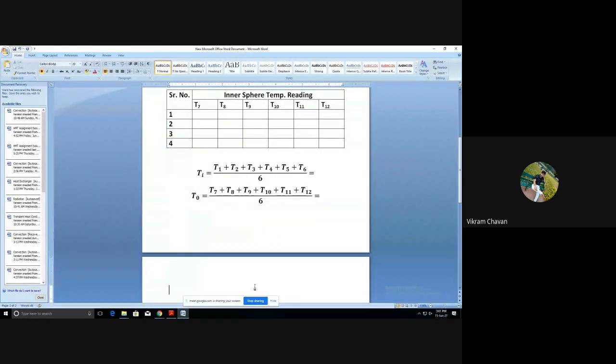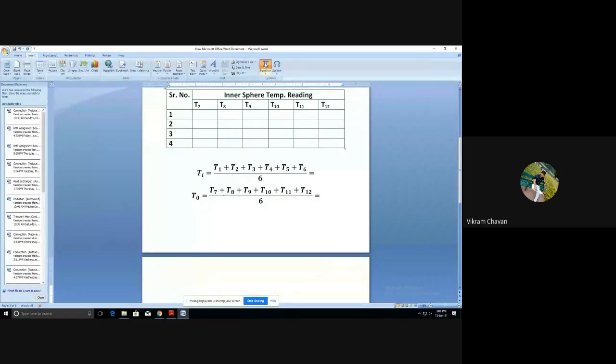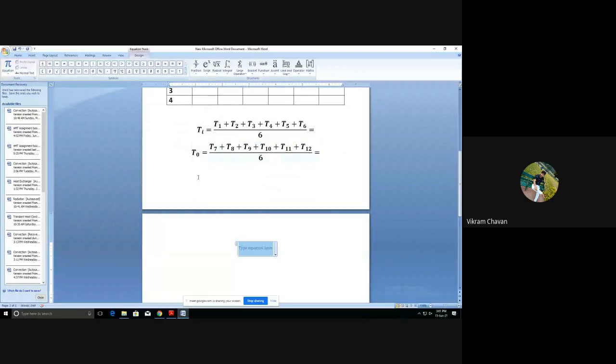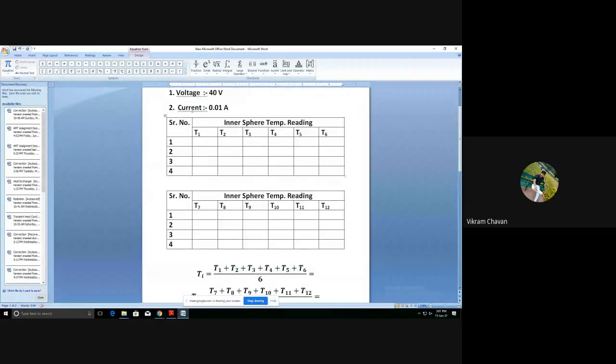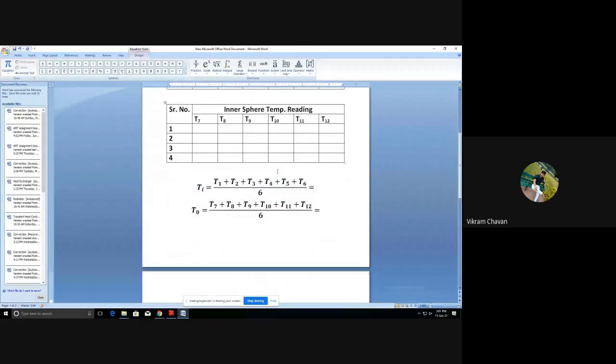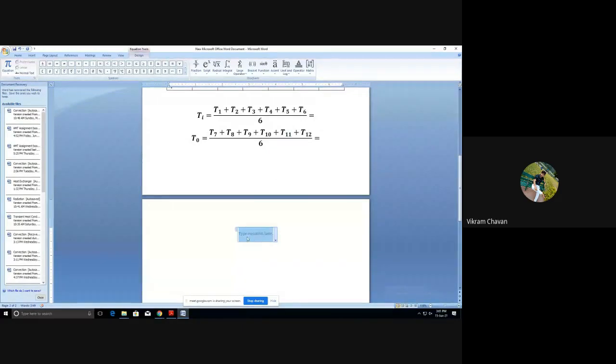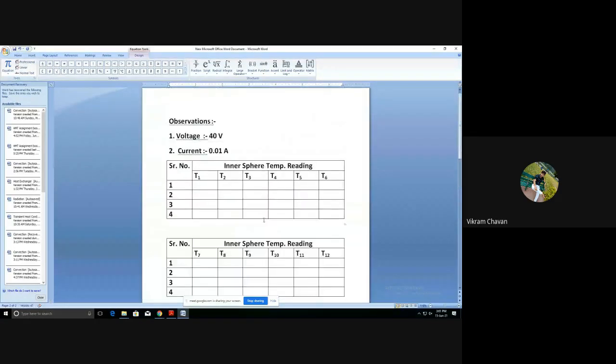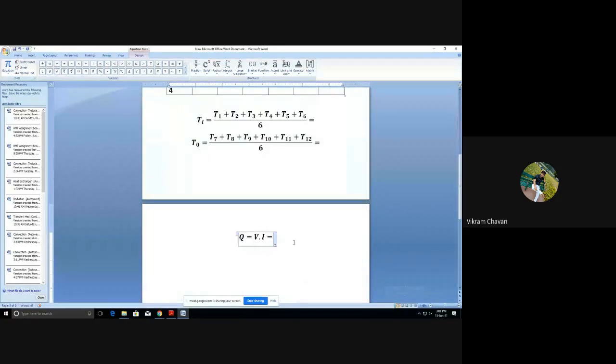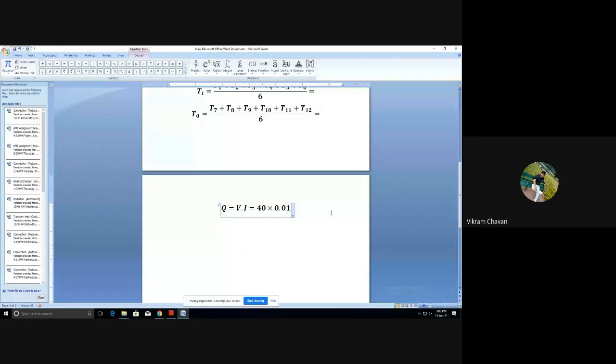Then from the equation, once you know Ti and T outer, we have voltage and current. Then Q is equal to V multiplied by I. So here we have 40 multiplied by 0.01. From this equation you can calculate Q.